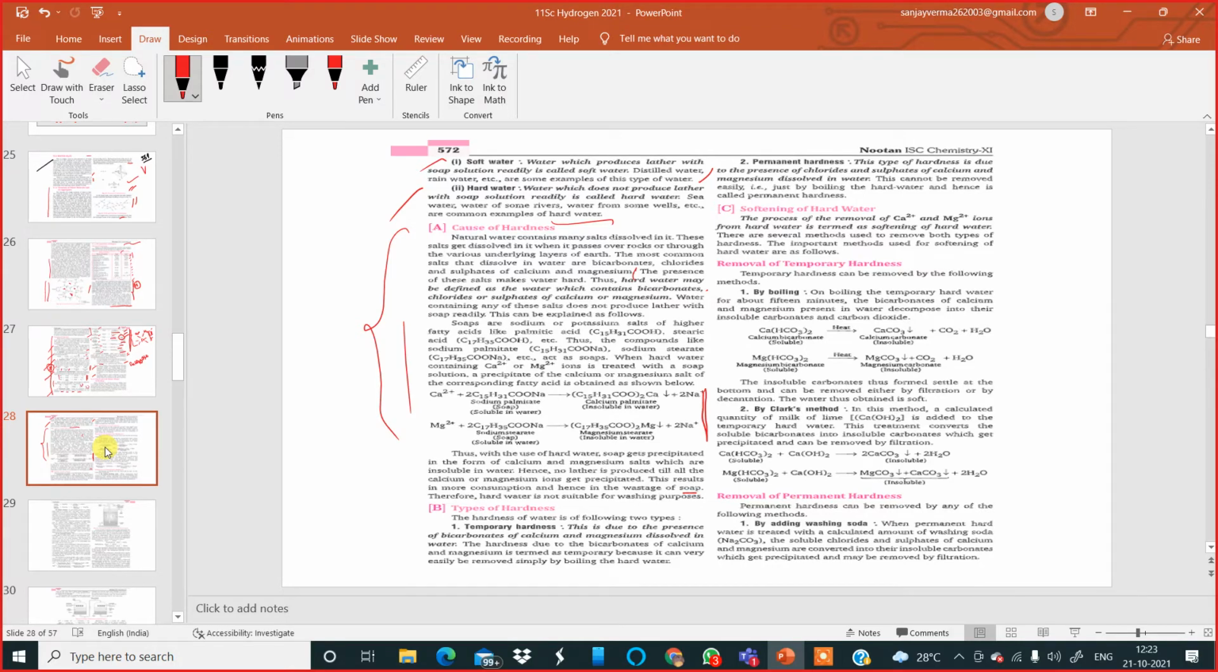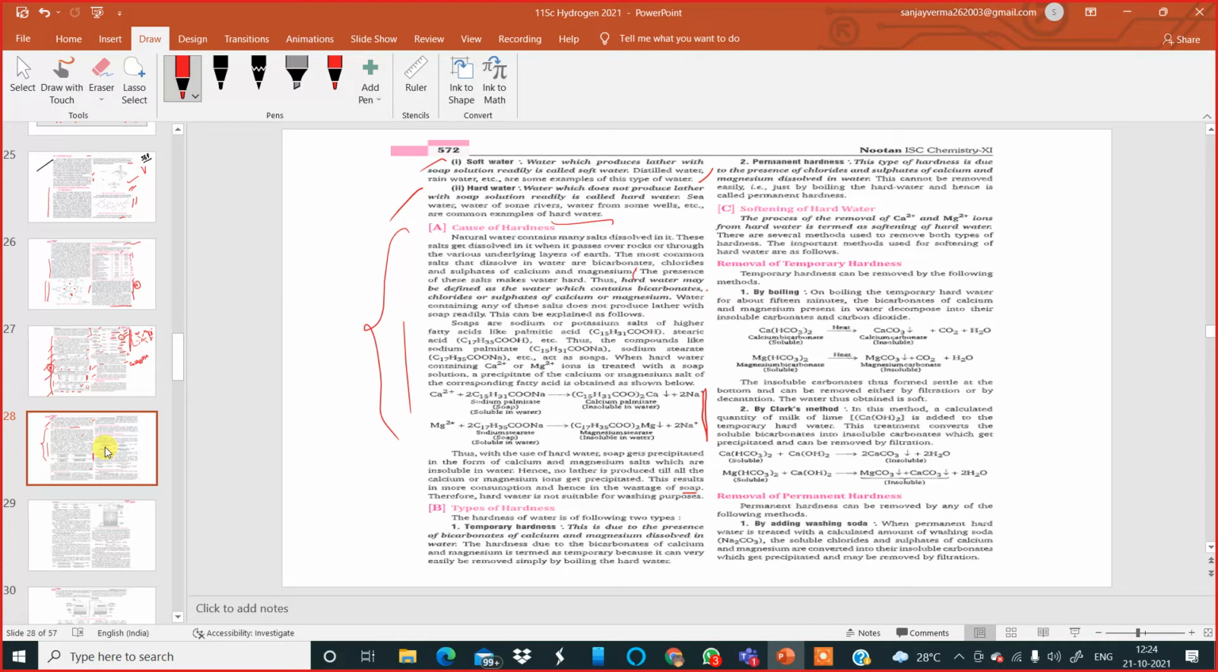well water contains chlorides, it may contain bicarbonates, it may contain sulfates or calcium carbonates, bicarbonates, magnesium carbonate, bicarbonate, which do not lather with soap. That's why they cause wastage of the soap. A soap gets finished off faster in plain areas where the water is hard. Thus, with the use of hard water, soap gets precipitated and there is a lot of wastage. So that's why we need to remove the hardness of water.